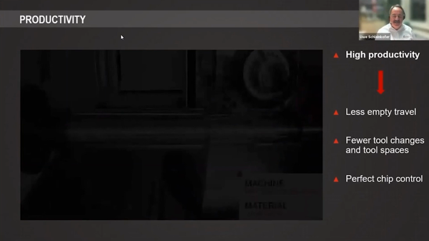So this is another option, we can run notches as well, which is not possible when you have a right-hand tool. You even can't go there with the tool. You have to change the tool for that.